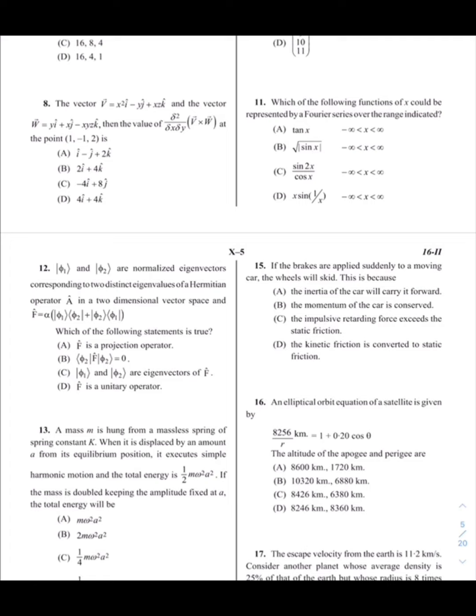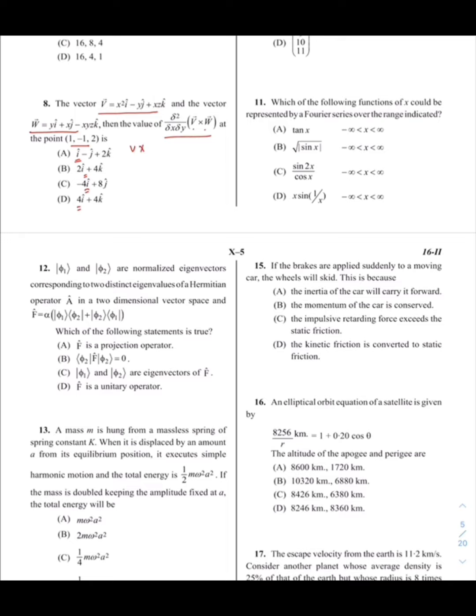In this problem, we are given two vectors v and w, and we have to calculate the second derivative of v cross w at this point. So before solving the problem, let's look at the options first. We observe that the i-th component of each of these options is different. So we can calculate the i-th component of this quantity to figure out the correct answer.